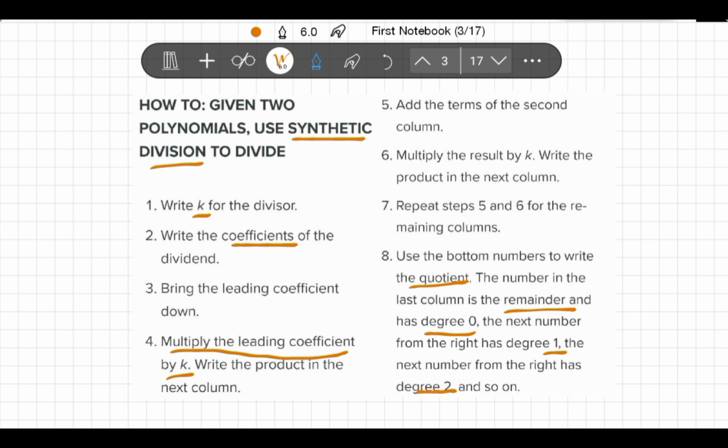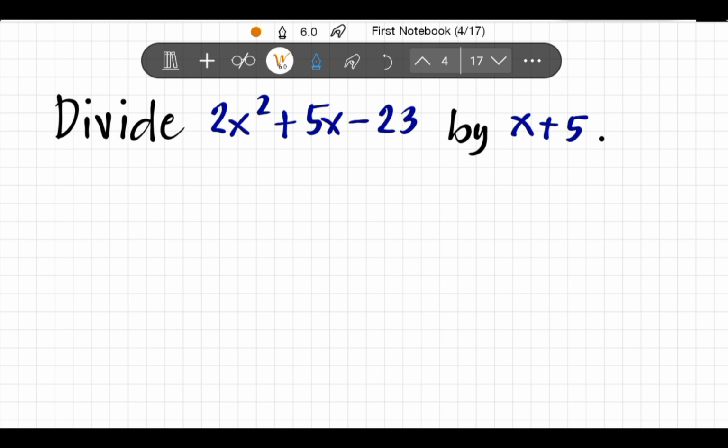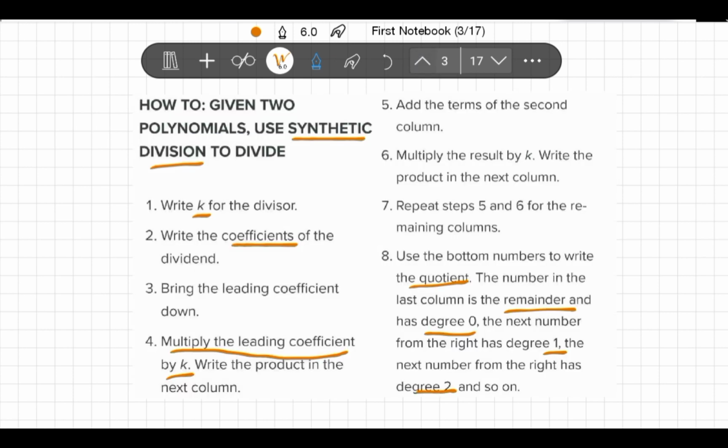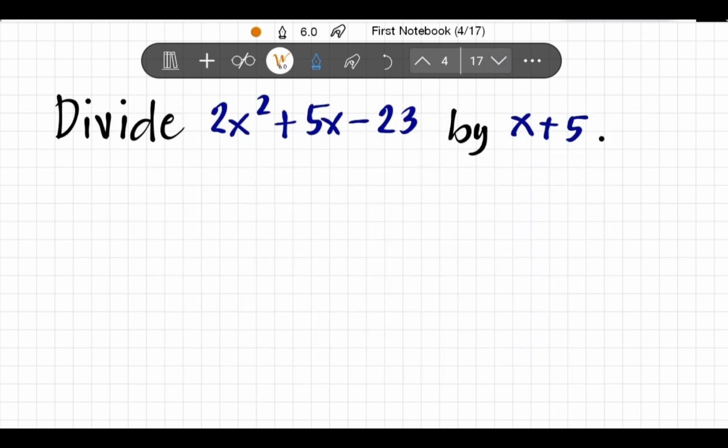So to understand this, let's have this example. Divide 2x squared plus 5x minus 23 by x plus 5. This is the same example given in the previous video, dividing polynomials using long division, so you can compare whether the quotient we get is just the same. So here, going back to the first step, you write k for the divisor, or you identify k. Again, this is your dividend, 2x squared plus 5x minus 23, and your divisor is x plus 5.